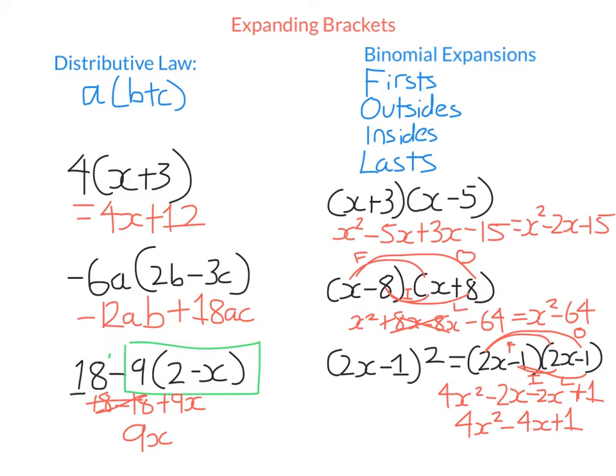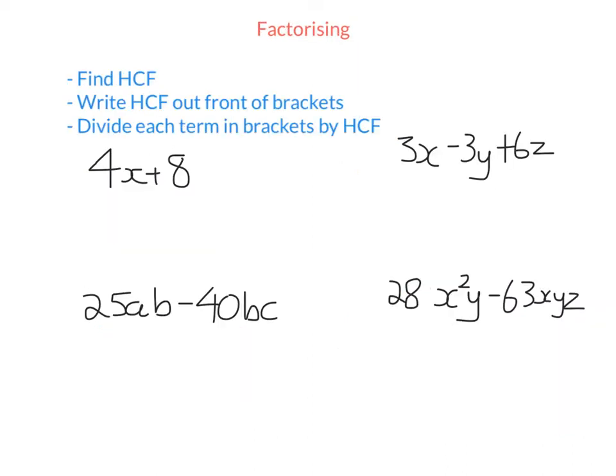So let's now look at factorising. So factorising is actually the opposite of expanding. Here we have expressions that don't have brackets. We're going to write them with brackets. This is how we factorise. We calculate the highest common factor of all the terms. Then we write that out the front of the brackets, and then inside the brackets divide each term by the highest common factor. Let's look at the first one, 4x plus 8.